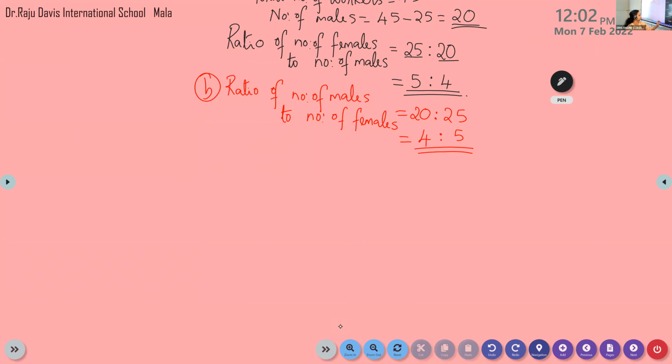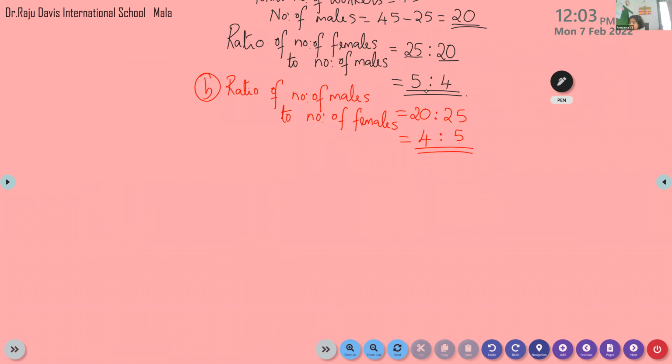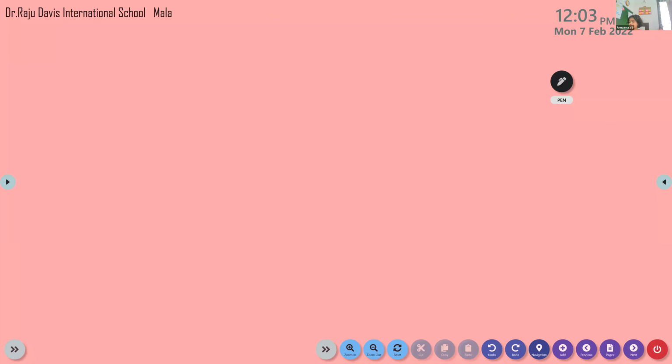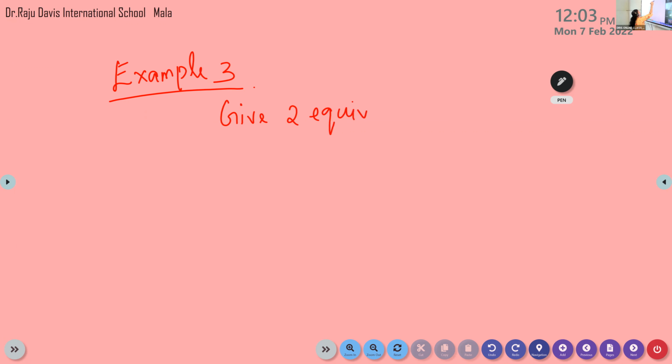Question example 3. Give two equivalent ratios of 6 is to 4.